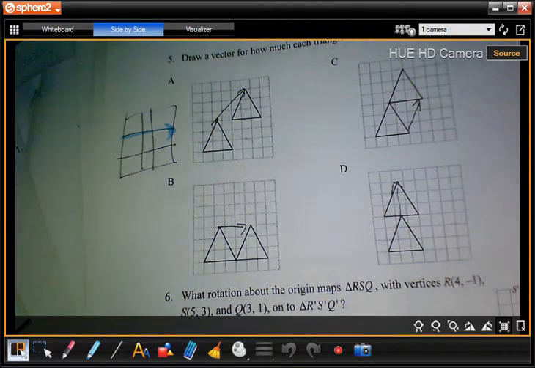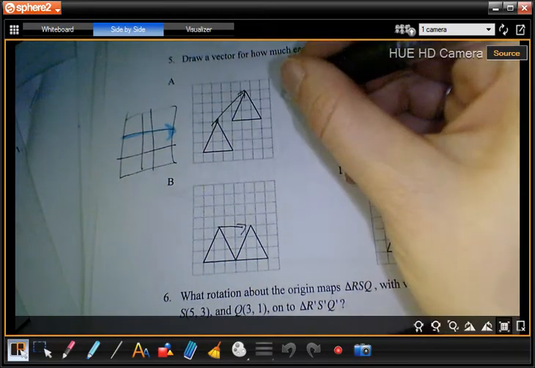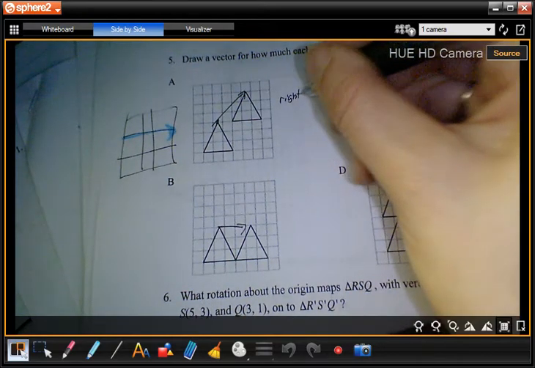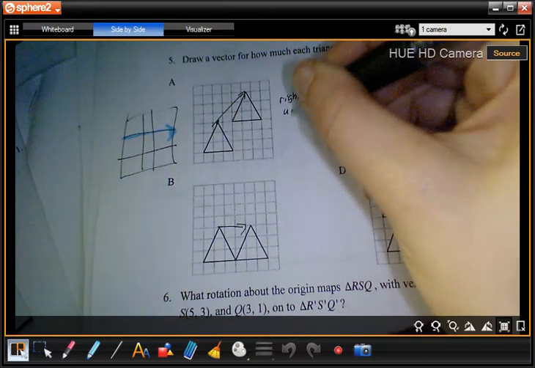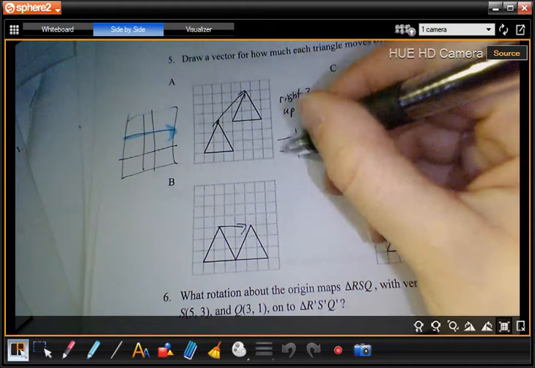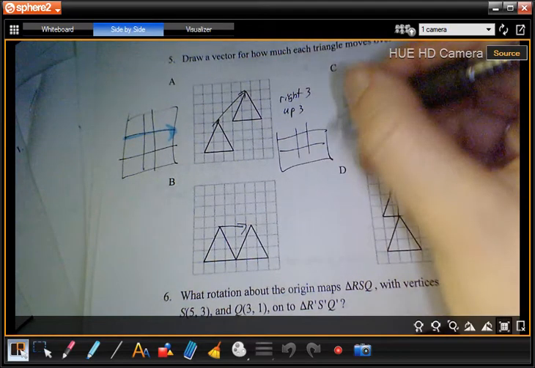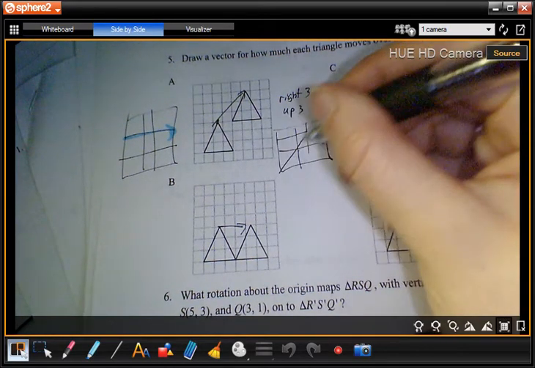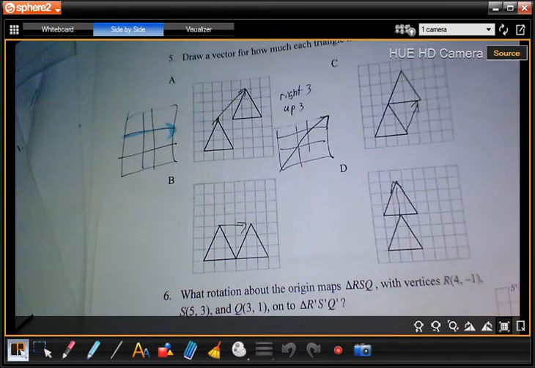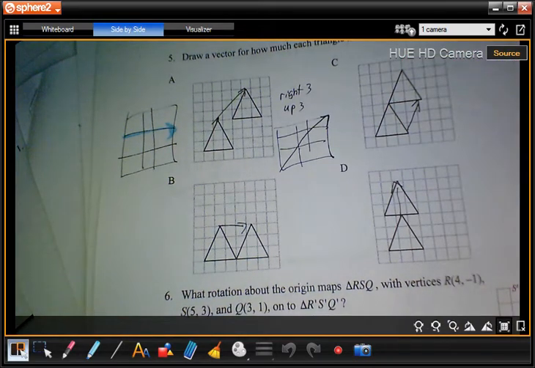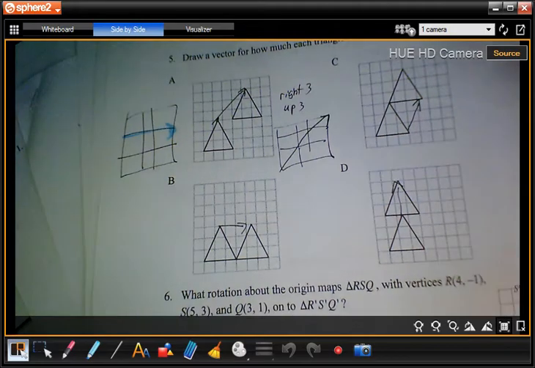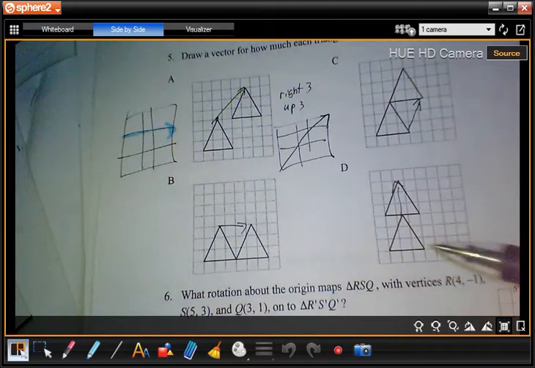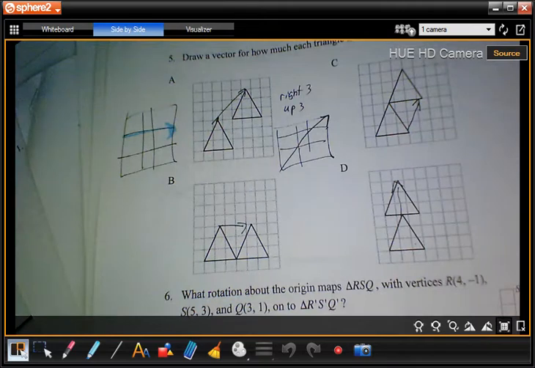Okay? Like this one, I'm going over 3, up 3. It's going to the right 3, up 3. So if I had my little grid thing here, it would look like that, right? Over 3, up 3. So if I had that vector, I would know it was A. Yes. So how do we know it's not going down? See, all of these are in the same exact spot. Oh, okay. So it's the other one that changed. I think that's pretty clear on the test.